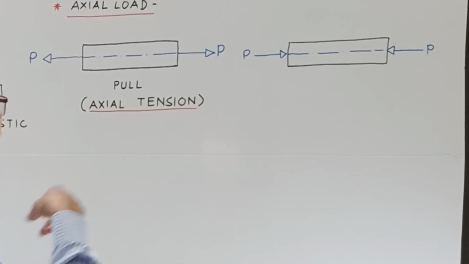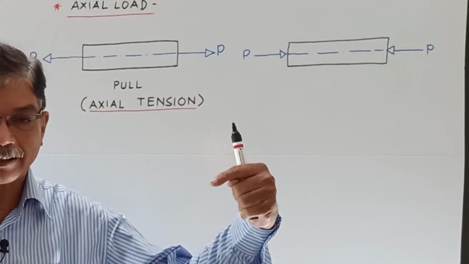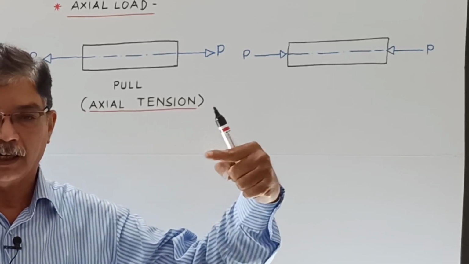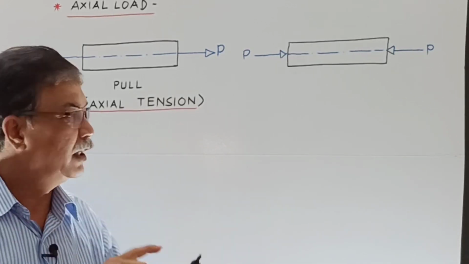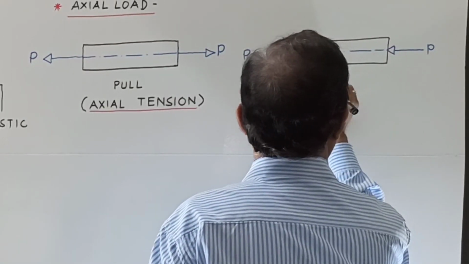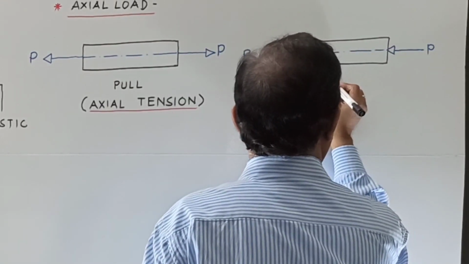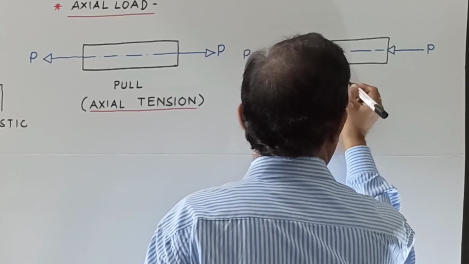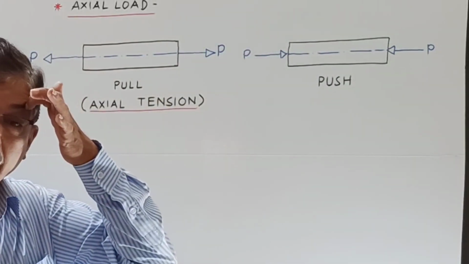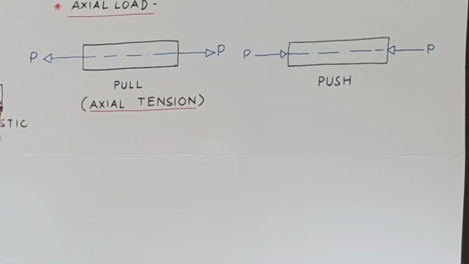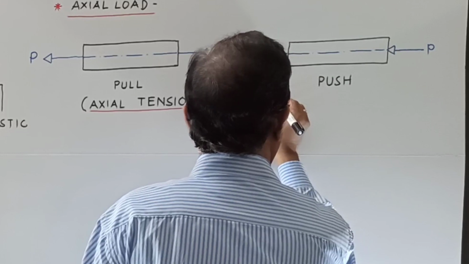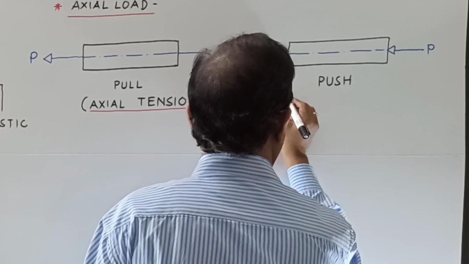Now what is happening in this case? In this case, the loads are pushing. The nature of the load is pushing. So this is known as axial push. And whenever the body is subjected to axial push, it is said to be in axial compression.